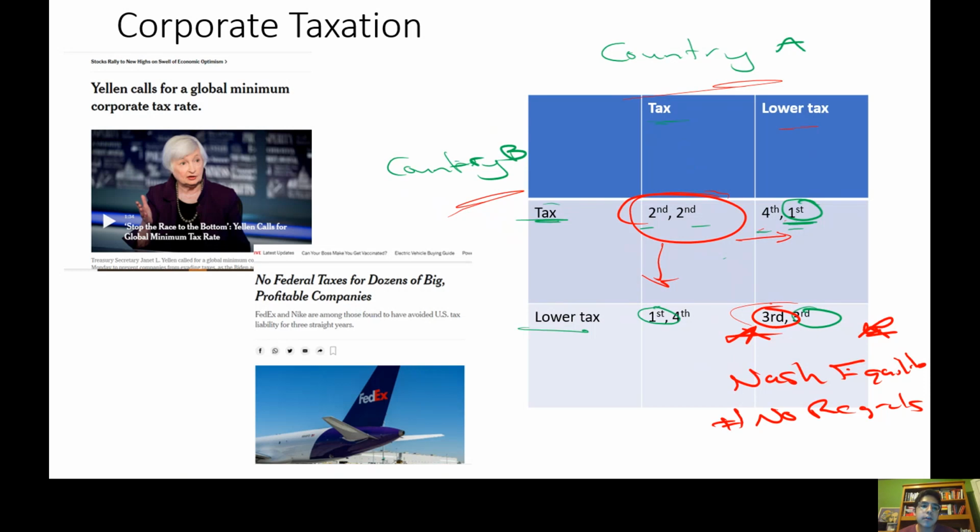All right, so Yellen is arguing for a global minimum corporate tax rate. So perhaps prisoners' dilemmas can be solved through institutions or through changing the payoff matrix. And so perhaps an institutional regime to sort of solve this prisoner's dilemma, or this race to the bottom around the world for the lowest corporate tax rate to attract more economic investment and activity.